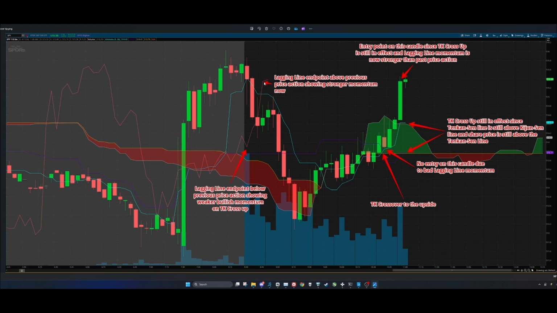And you can see that this lagging line endpoint is above previous candlesticks, showing that current price action is stronger than previous price action now. So it's safe to make your entry point here. And you're getting in here a little bit late, but it's still valid because the TK crossover is still in effect. So your conversion line is still above the baseline, and in fact, it's getting wider as it's going.